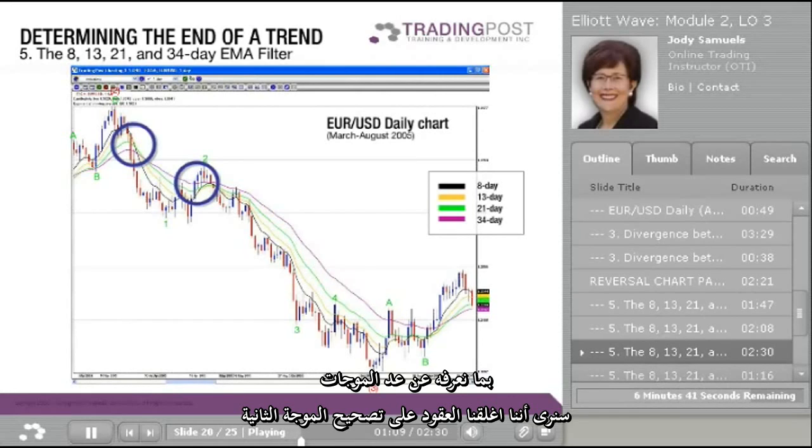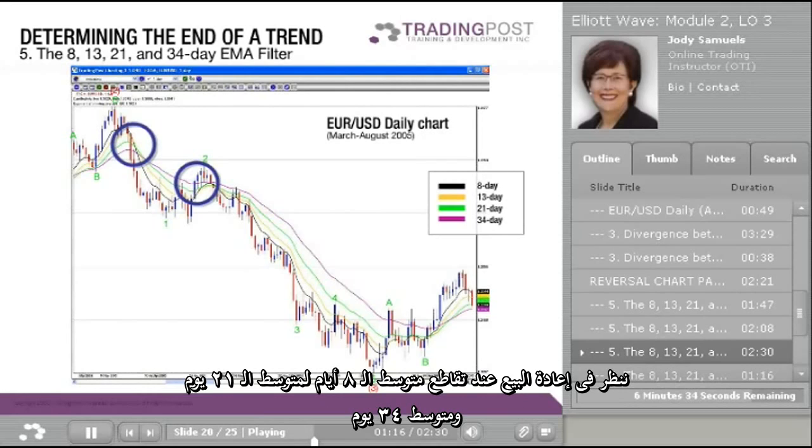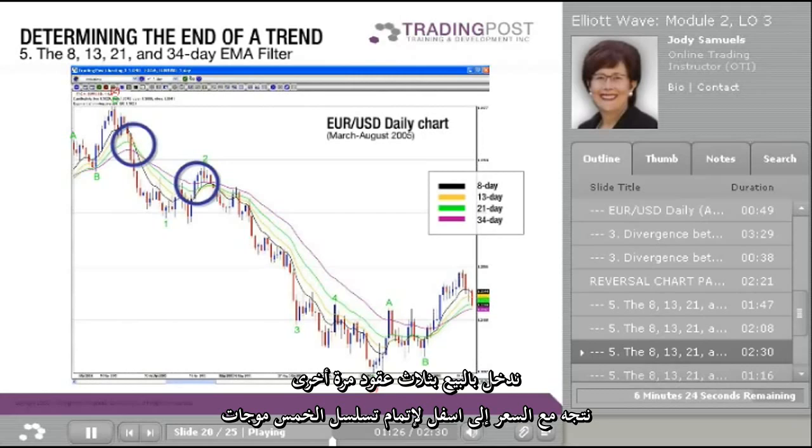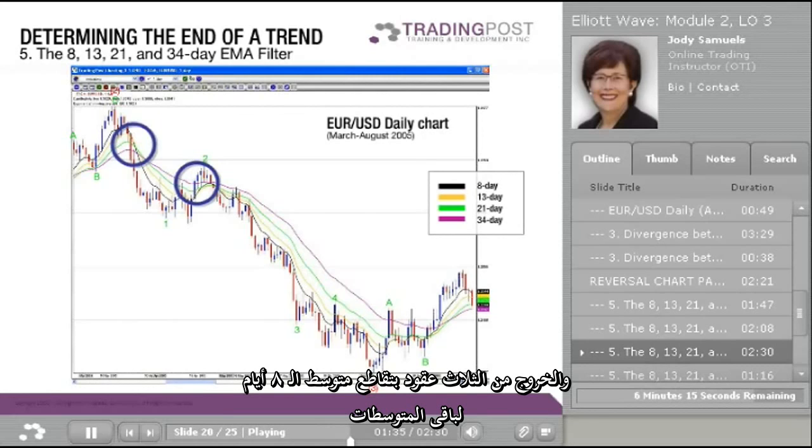Knowing what we know about the wave counts, we see that we have exited the positions on a wave 2 correction. We look to reestablish the sells when the 8-day moving average crosses back below the 21-day and 13-day averages. We are now short 3 lots again. We ride the move all the way down through the completion of the 5-wave sequence, and we exit all 3 lots as the 8-period moving average crosses back over the 13, 21, and 34-day EMAs.